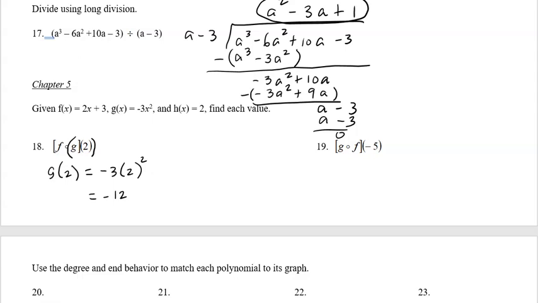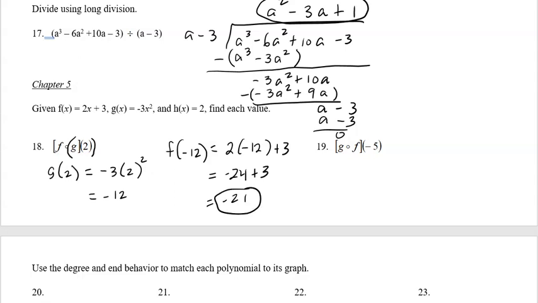Now this is going to become the input for the f function. So the output from this first function becomes the input for the second. So I'm going to input negative 12 into the f function. And that's negative 24 plus 3, and that's negative 21, and that's my final answer. It's not two answers, it's just one final answer.